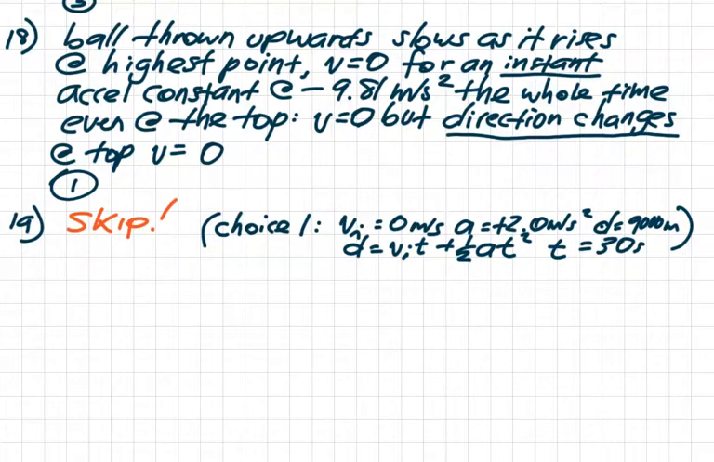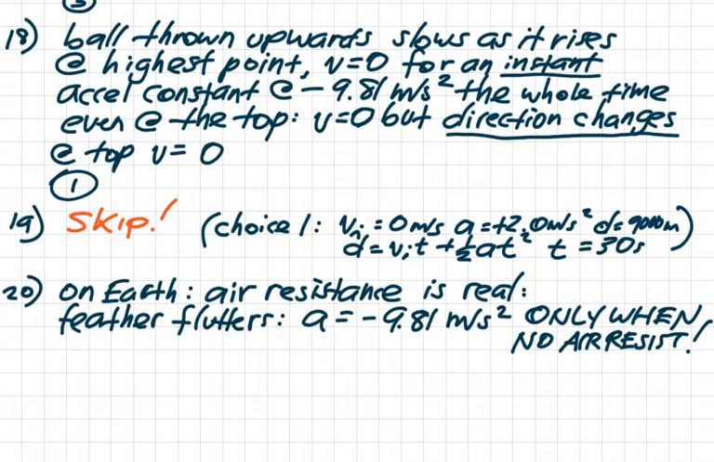It's choice 1 in case you're wondering, but skip it. 20 is a good question. It says, if you drop a feather, why doesn't it drop like a stone? Because of air resistance. But that 9.81 meters per second squared is only if there's no air resistance. And air resistance is a real thing on Earth. So it's because of air resistance.